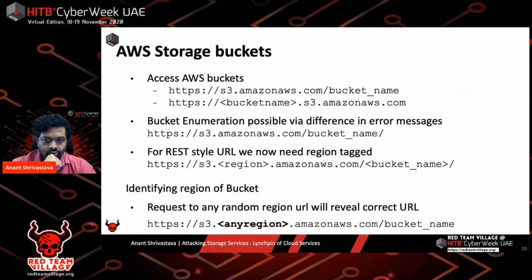Now, a quick overview of how different buckets operate and how you can access them. AWS buckets generally are accessible as s3.amazonaws.com/bucketname or bucketname.s3.amazonaws.com. With these URLs, you can perform brute force because they give you different error messages. If you want to access the buckets via REST style URLs, which is what I've shown here, one key ingredient that you need is the region keyword. Now, this is interesting. You need the right region, and only then can you access the buckets. However, the error messages on AWS give you those regions.